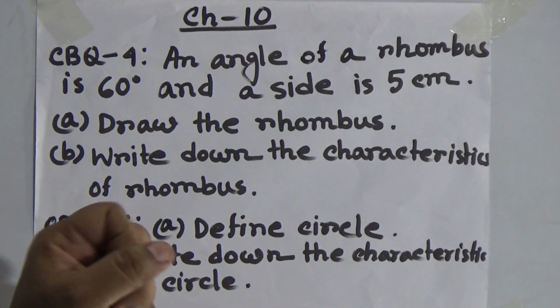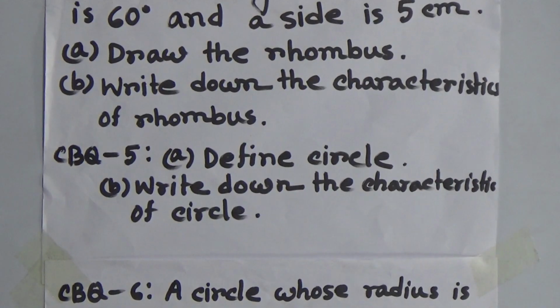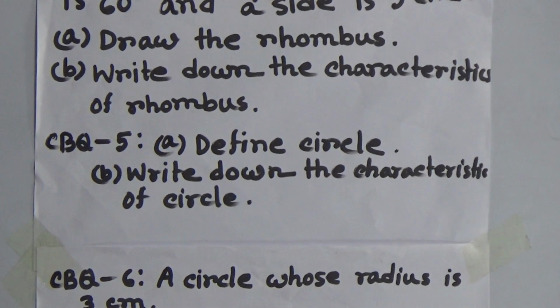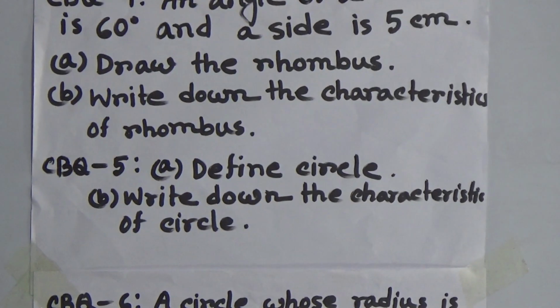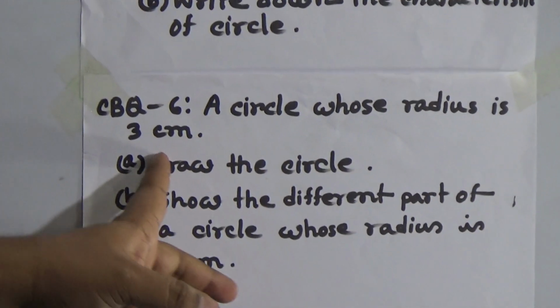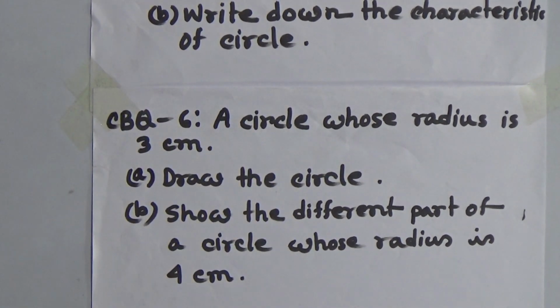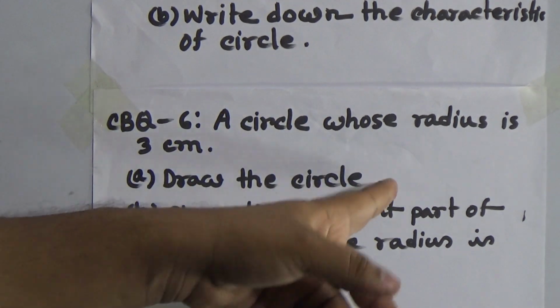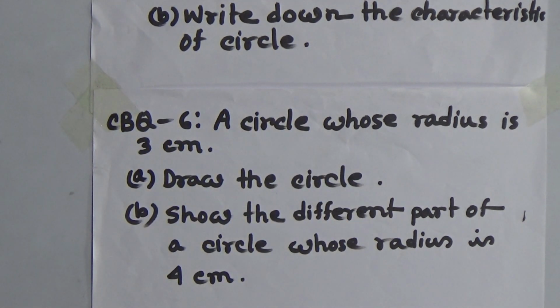5 number, define circle. That means at first we need to define circle, then we draw the figure. After that we write the characteristics in question number B. CBQ number 6, a circle whose radius is 3 centimeter. That means a circle is given whose radius is 3 centimeter. By using this information we need to draw the circle, which is in question number A.